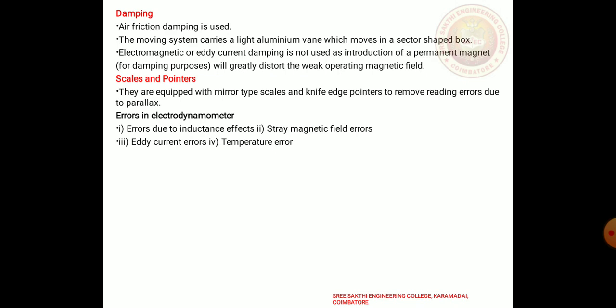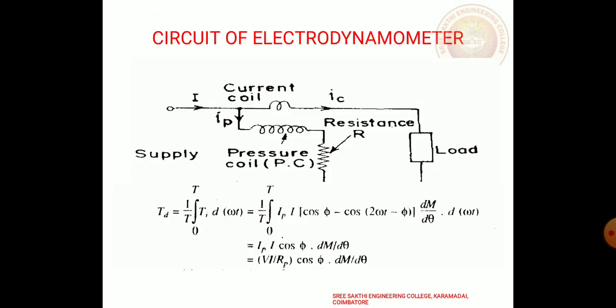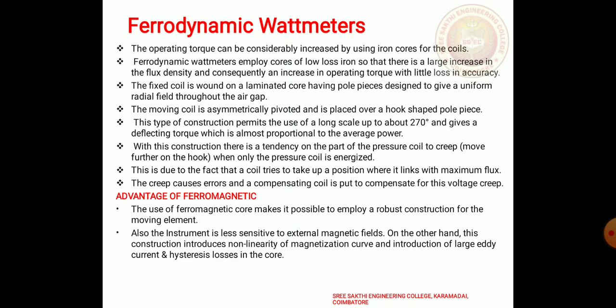Next we discuss the ferrodynamic wattmeter. The ferrodynamic wattmeter employs cores of low loss iron so that there is a large increase in the flux density and consequently an increase in operating torque with little loss in accuracy.